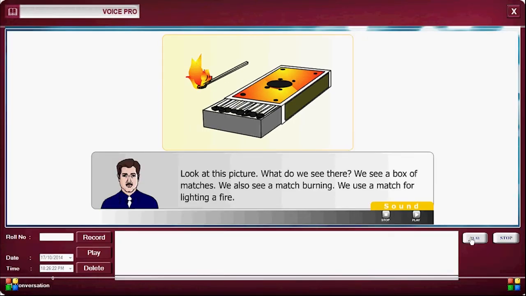This picture. What do we see there? We see a box of matches. We also see a match burning. We use a match for lighting a fire.